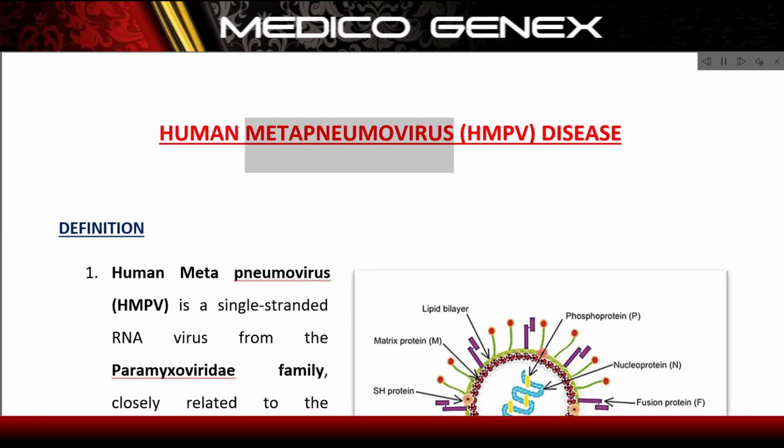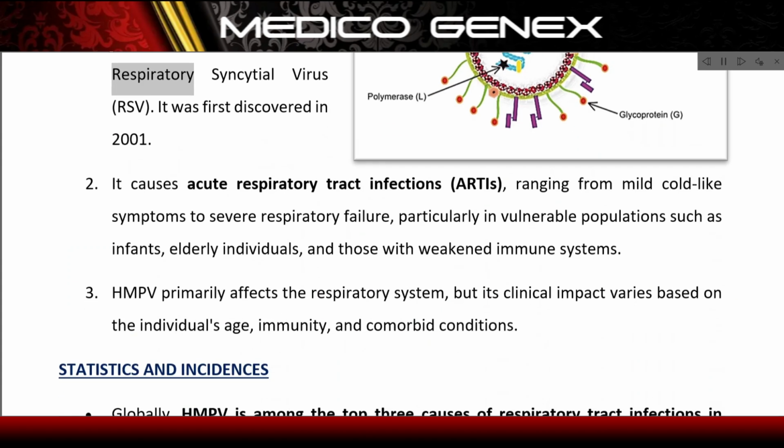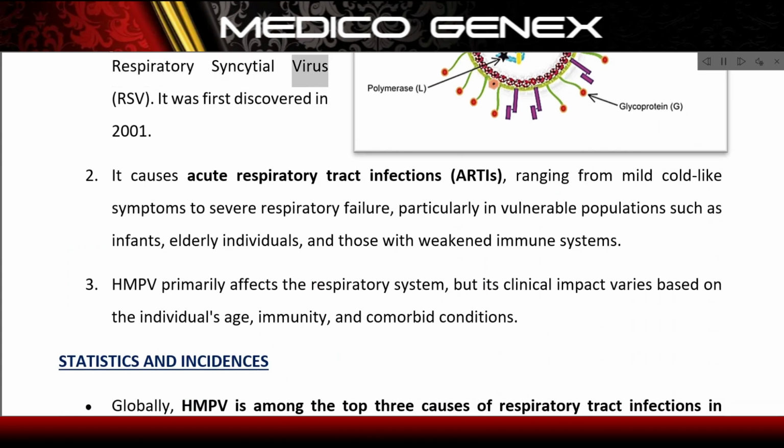Human Metapneumovirus, HMPV, disease. Definition. Human Metapneumovirus, HMPV, is a single-stranded RNA virus from the Paramyxoviridae family, closely related to the Respiratory Syncytial Virus, RSV. It was first discovered in 2001.